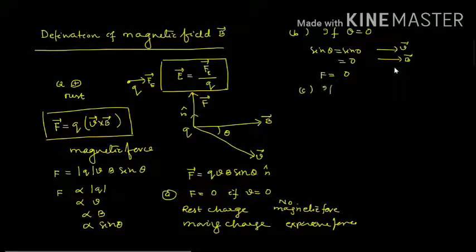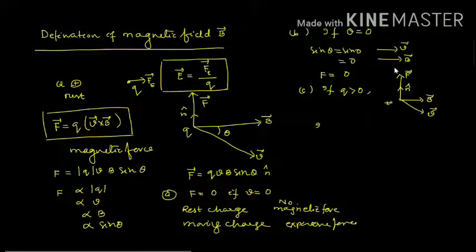If q is positive, then F is in the direction of n cap. That means, suppose this is B and this is the V vector and this is the direction of n cap. n cap is normal to the plane containing V and B, and this is the direction of the force F.